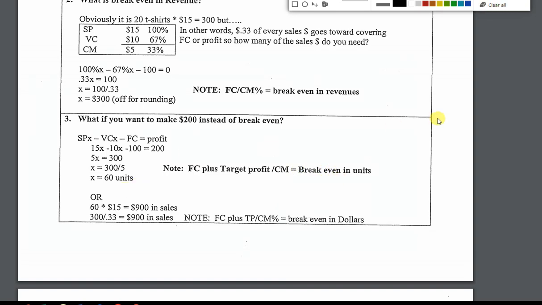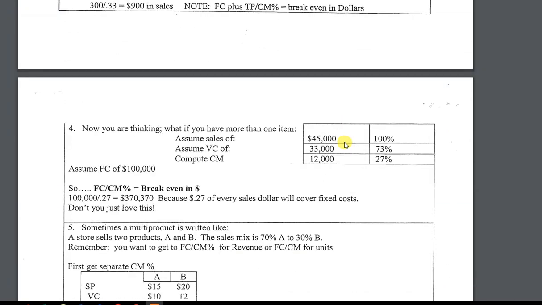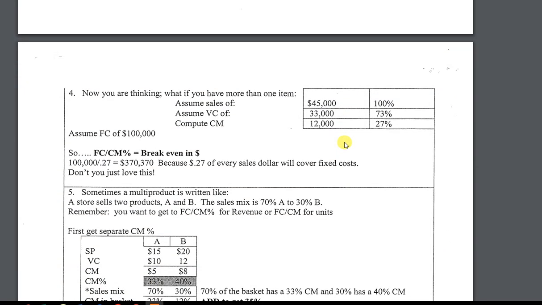Okay. Next one. What if I have more than one item? And this is where break even in revenues is really important, where I use the percentages. Because what if I have in my entire store $45,000 of sales, I have my cost of goods sold or variable costs of $33,000, so my contribution margin is $12,000. So I can say that 27 cents on every dollar. So 33 divided by 45 is 0.73. 12 divided by 45 is 0.27. Okay? So I have 27 cents.